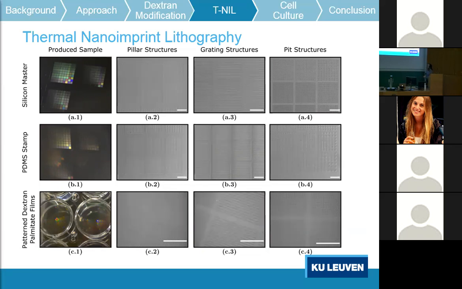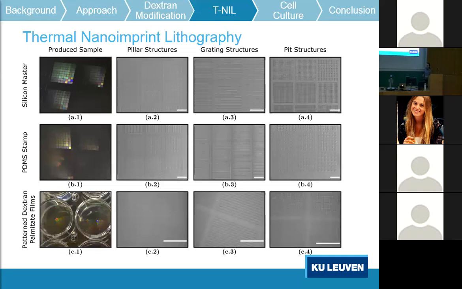And then finally, I needed to figure out how to pattern my dextrin palmitate films, as we didn't necessarily have a device to do this. And I used a very simple setup, which involved a heated plate, above which I would have my spin-coated material, above which I would have the stamp, and then a heavy steel weight on top of it all. And that's how I would apply the pressure to the system.